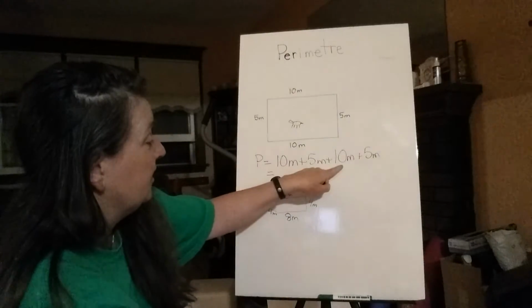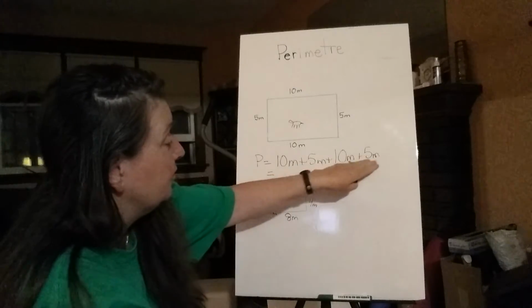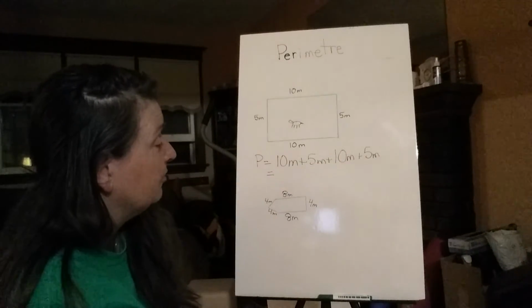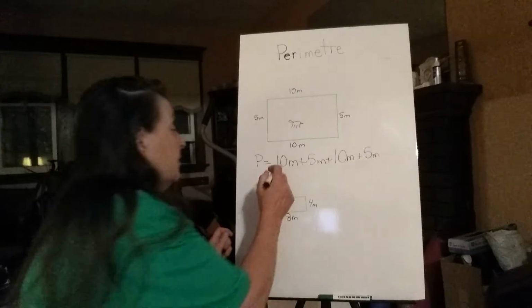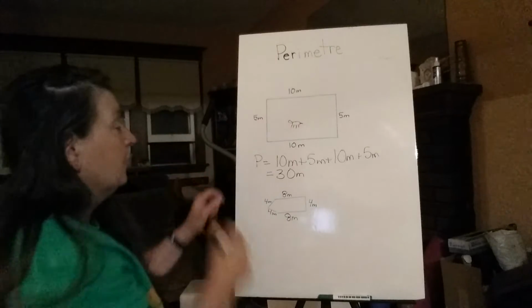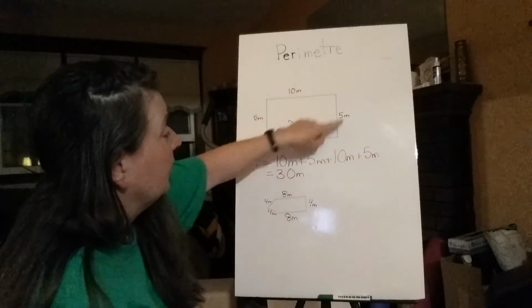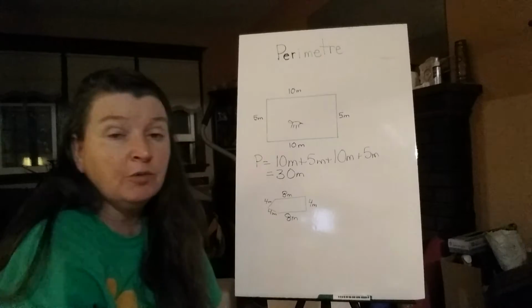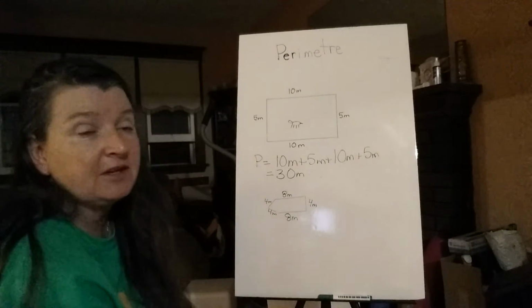I know that 10 plus 10 is 20. My 2 5s will give me another 10, which will give me 30. 30 meters. If I want to put up a fence all the way around the outside of this yard, I will need to buy 30 meters of fencing.